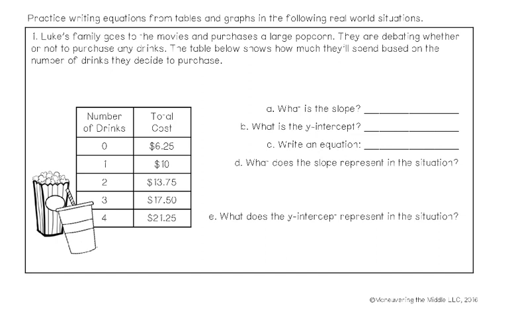Luke's family goes to the movies and purchases a large popcorn. They do that right away before they do anything else. Then they're going to decide whether or not they want to purchase any drinks. This is the table that shows how much they'll spend based on the number of drinks they'll decide to purchase. So let's go ahead and start.